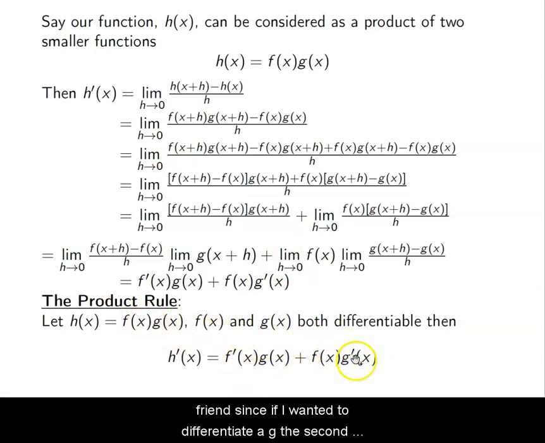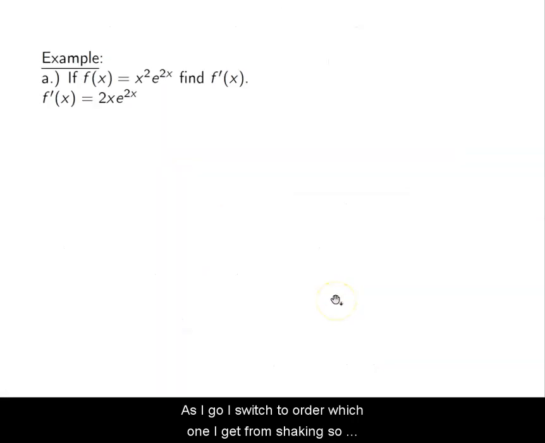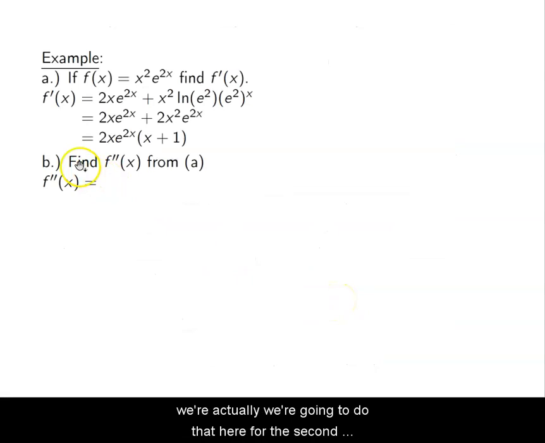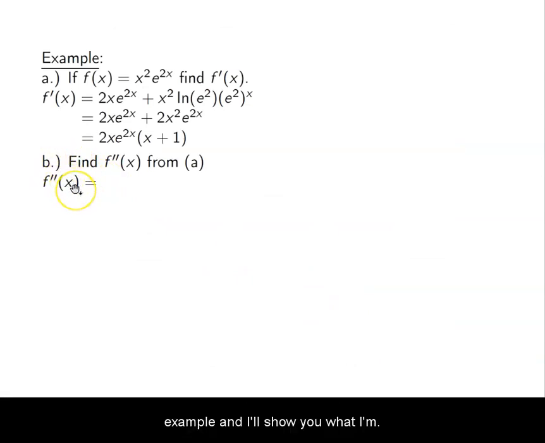So for instance, if I wanted to differentiate g, the second function first, and leave the first one alone, and then on the second one, differentiate the first one and leave the second alone, that's fine. It doesn't really matter the order. So like if I were to switch these around. As I go through these, I can choose which problem I like the best, right? Because I'm adding them together, so it doesn't matter which order I do it, as long as I switch the order of which one I differentiate. Okay, so we're going to do that here for the second example, and I'll show you what I mean.